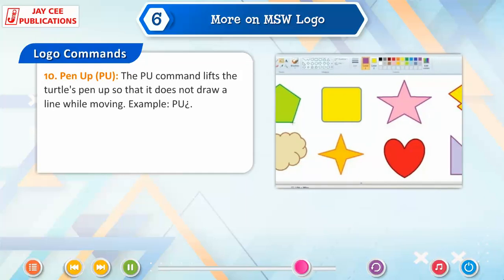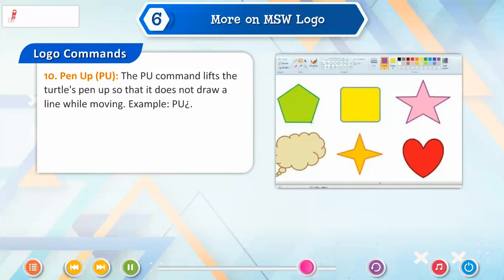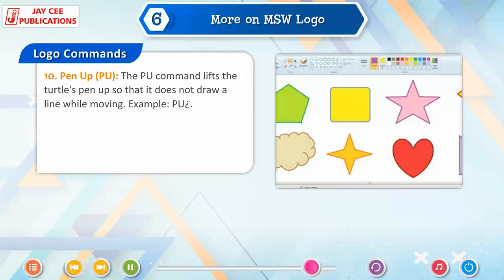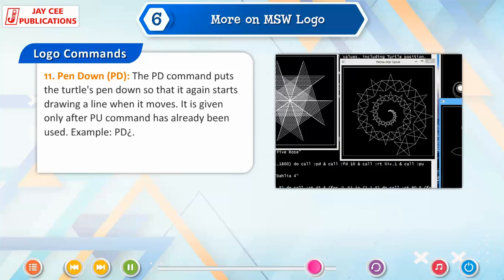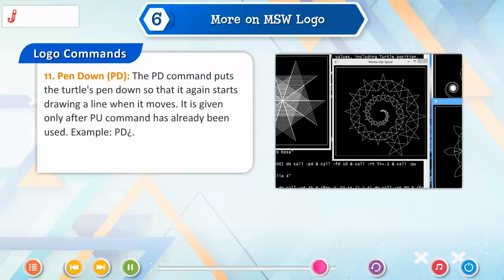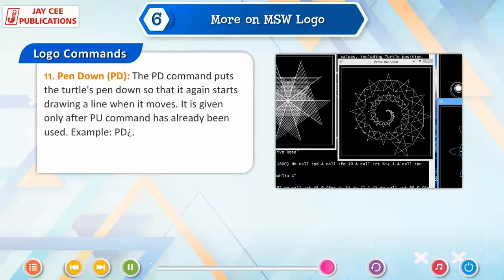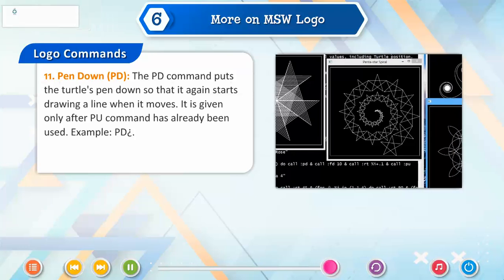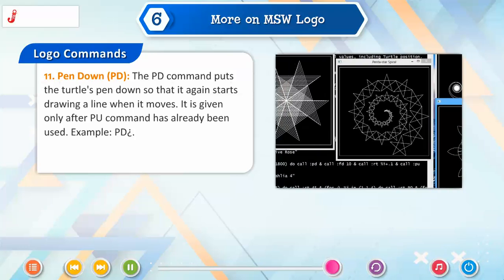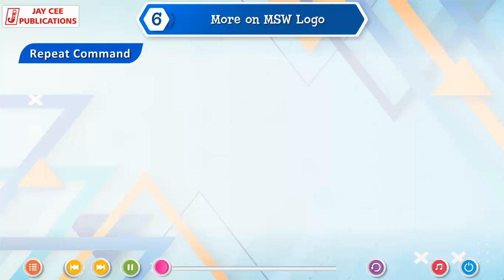10. Pen up, PU. The PU command lifts the turtle's pen up so that it does not draw a line while moving. Example, PU, Enter. 11. Pen down, PD. The PD command puts the turtle's pen down so that it again starts drawing a line when it moves. It is given only after PU command has already been used. Example, PD, Enter.